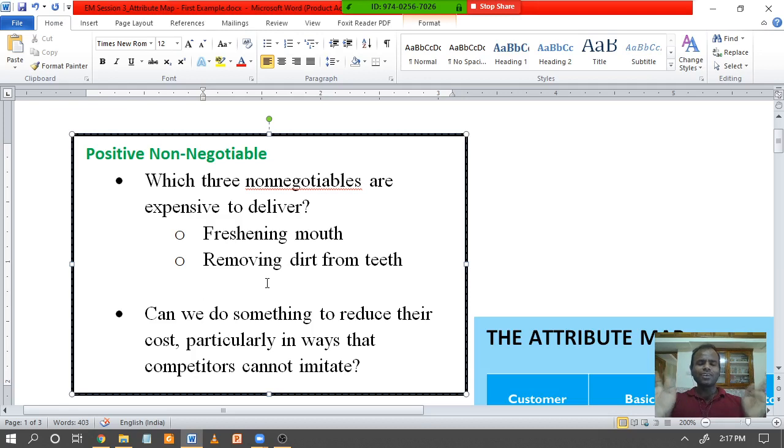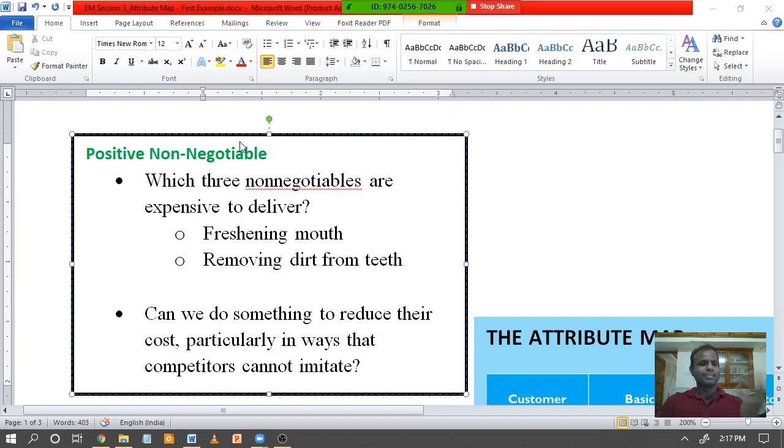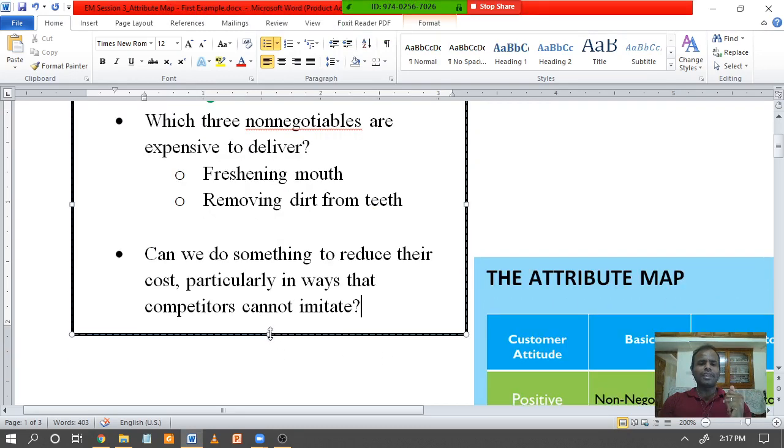It means whatever toothpaste I buy, it should freshen my mouth. It should be removing every form of dirt from my teeth. So it should give me clean teeth. Okay, fine. Now think about some positive negotiable factors.